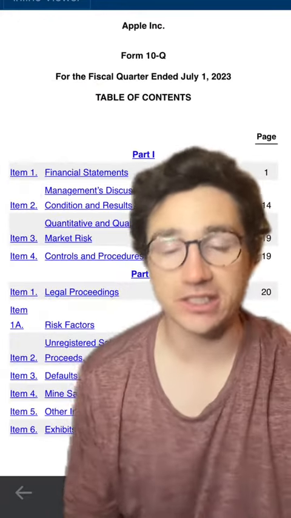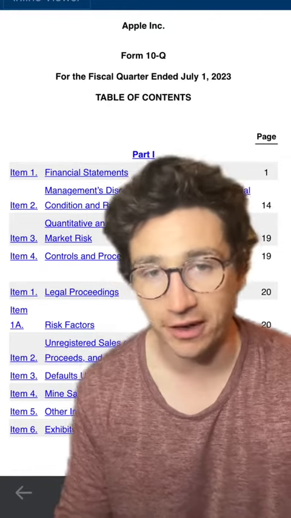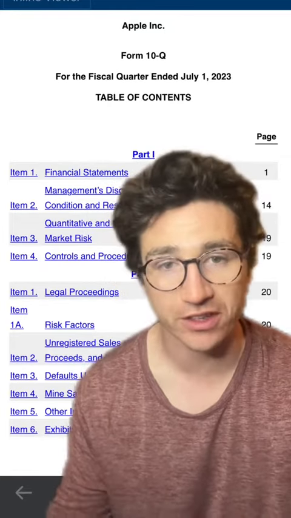The 10Q is a shortened version of the 10K. It's released on a quarterly basis and focuses on the financial statements and operating performance of the previous quarter. The 8K is what companies use when major events happen between the 10K and the 10Q. For example, if a company is going through a bankruptcy or an acquisition, they have to file an 8K.